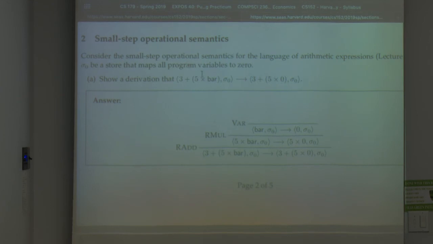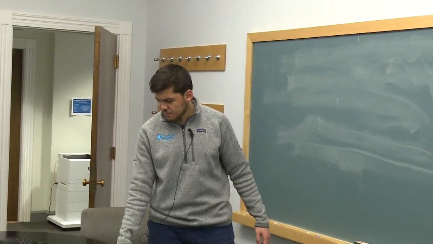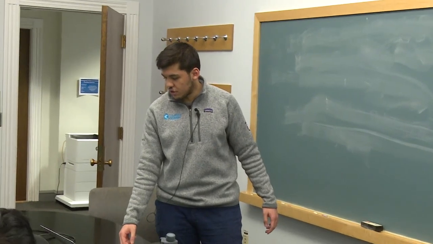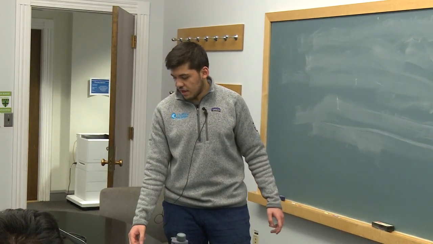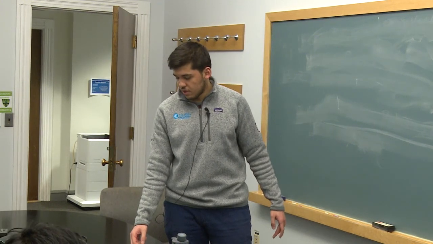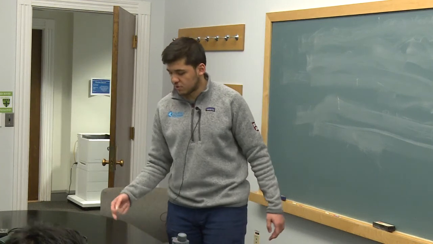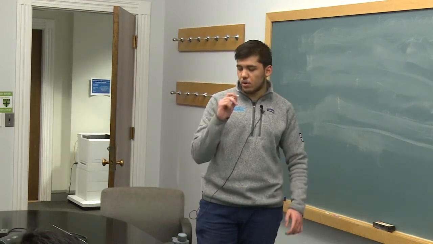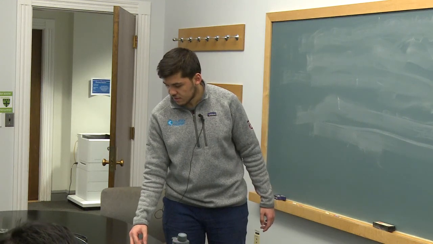Okay, so now we're going to play with small step operational semantics. We're going to show that this equation right here, 3 plus parentheses 5 times bar, and our store sigma 0, can progress to 3 plus parentheses 5 times 0, with our store sigma 0, in one small step. So before we go on, let's explain what this is.